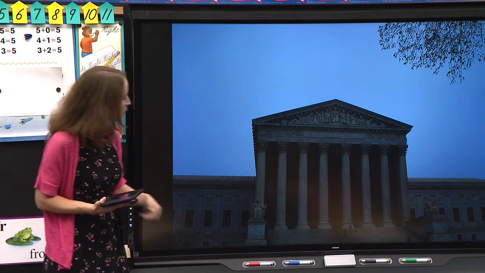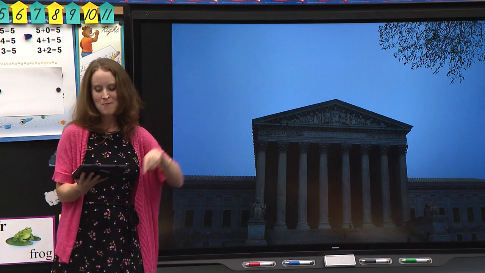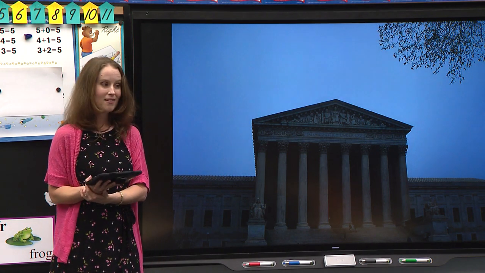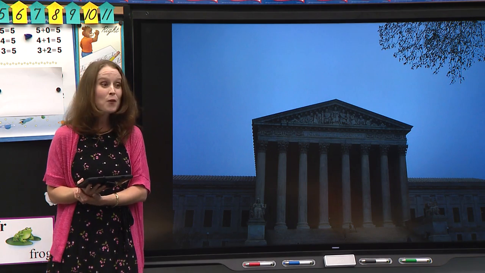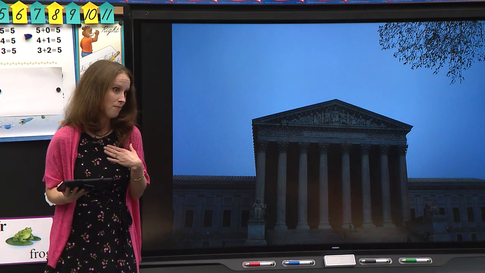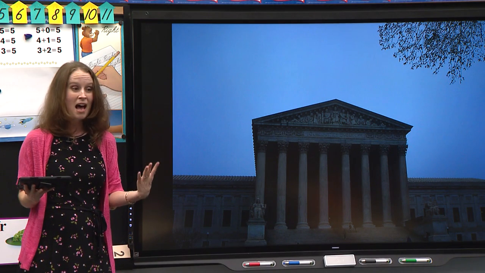Now, the Supreme Court building has 5 different floors to it, but listen to the fun part. The top floor is a basketball court and a gym. The fourth floor would be my favorite floor because there's a library there. Wouldn't it be fun to go read some books from that library?